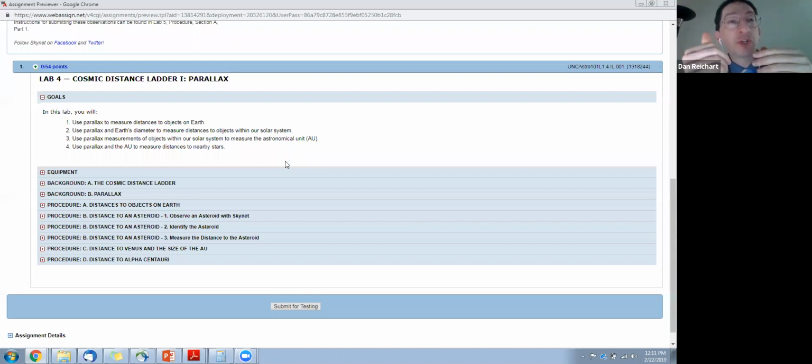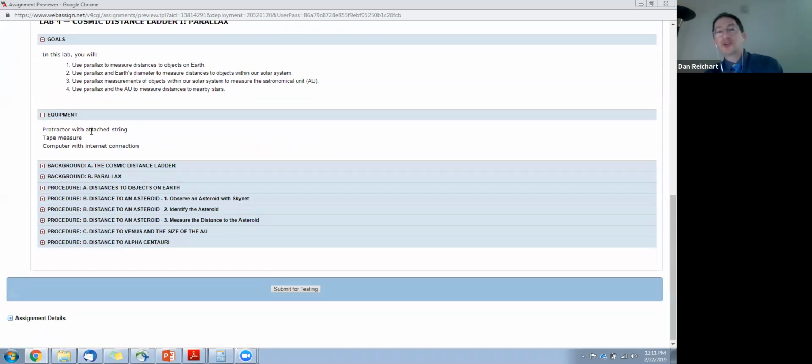We also measure parallax to Venus to establish the astronomical unit. We then use parallax and the astronomical unit to measure distance to Alpha Centauri. Okay, so those are the goals: measuring parallax farther and farther out, calibrating the AU as we go.